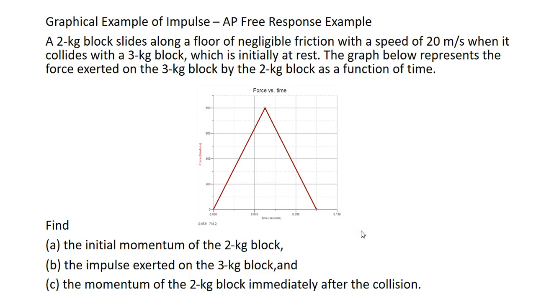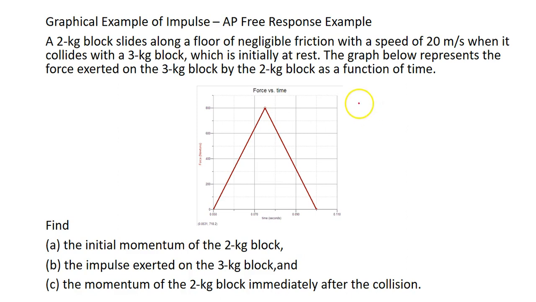Oh, look, an AP problem. So why don't we take a quick peek at this? We have a block that slides along the floor with no friction, with that speed when it collides with another block, which was initially at rest. The graph below represents the force on the 3 kilogram block by that block as a function of time. Find the initial momentum, the impulse, and then the momentum after.